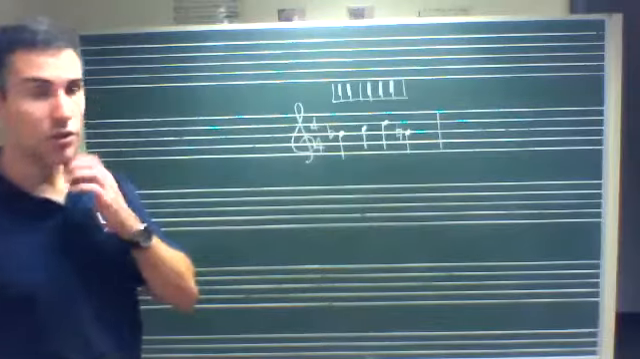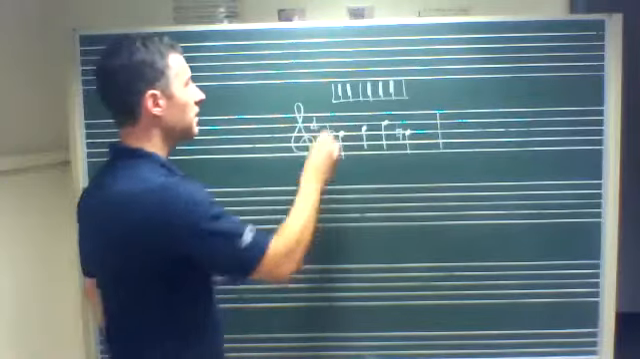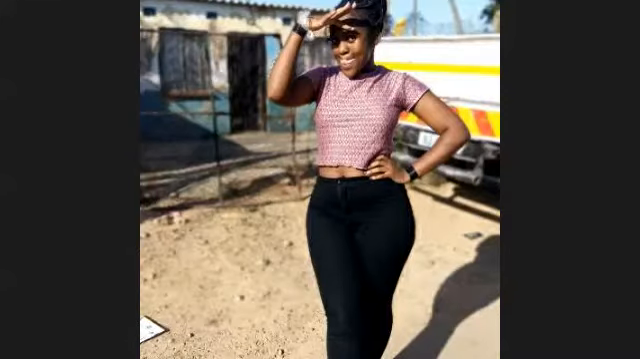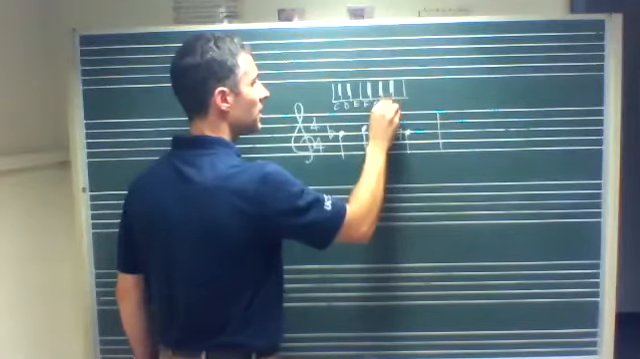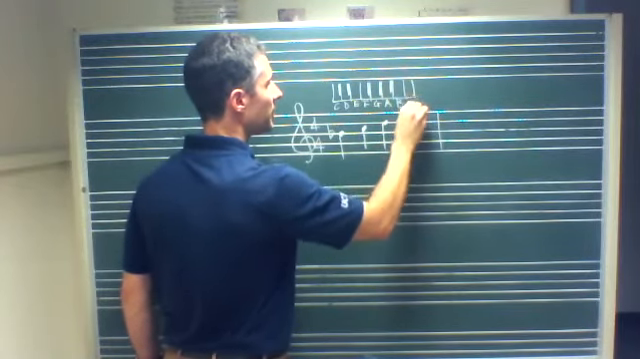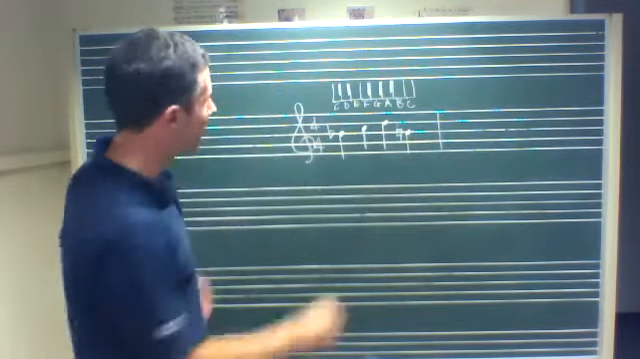Okay, so at the moment, I've just drawn a little piano keyboard here. This is C, D, E, F, G, A, B, and I'll just add C there. C. And these are the black notes here. There's a black note, there's a black note.